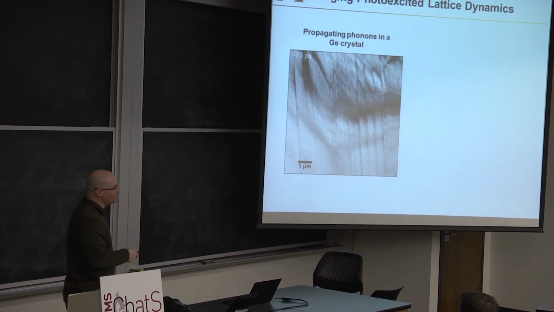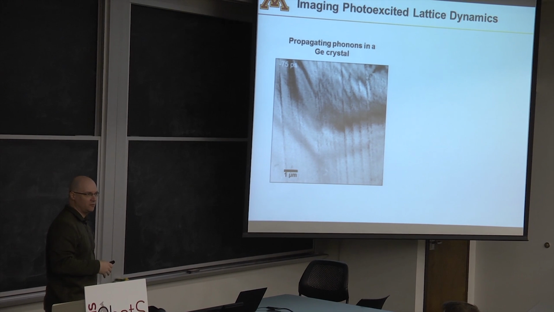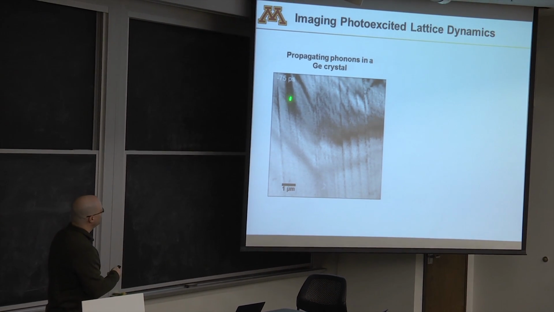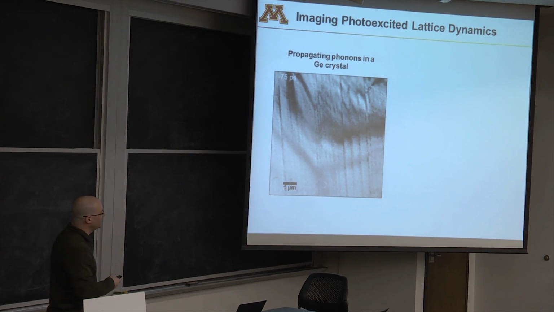So this is, again, one of these TEM images of a germanium crystal. It's a single crystal. But you see all kinds of light and dark features. Again, these are regions of the crystal that are bent a little bit. There might be a dislocation.